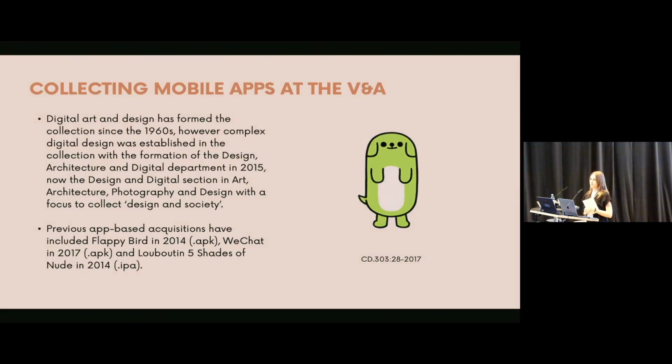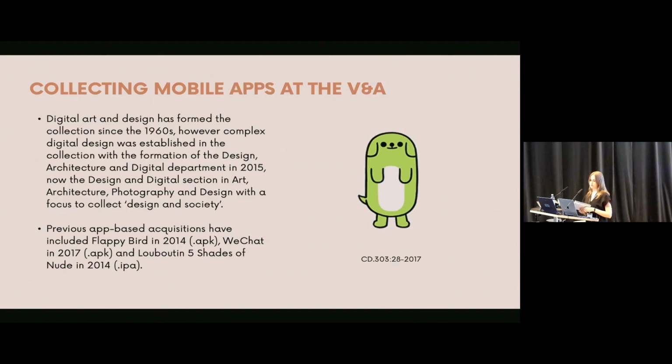So some of you may not be familiar with the Victoria and Albert Museum. Some of you may be familiar with it and may know it in terms of some of the other objects that we have in the collection, such as fashion. But actually, digital art and design has formed part of the collection since the 1960s. Now, if we're talking about complex digital design, such as mobile applications, these types of objects were established in the collection with the formation of the Design, Architecture, and Digital Department in 2015. Following some restructuring, this is now called the Design and Digital section that goes under the larger umbrella of art, architecture, photography, and design, with a focus to collect design and society.